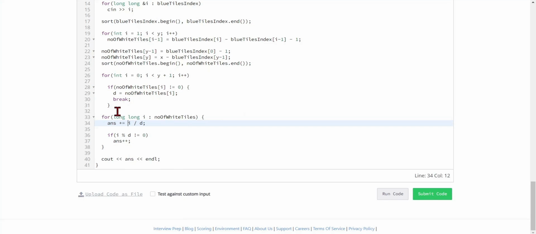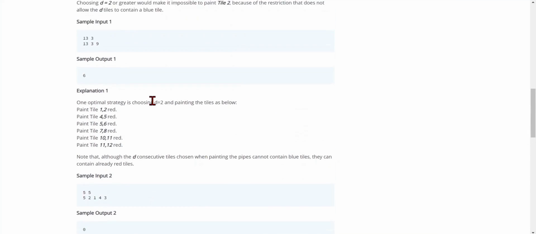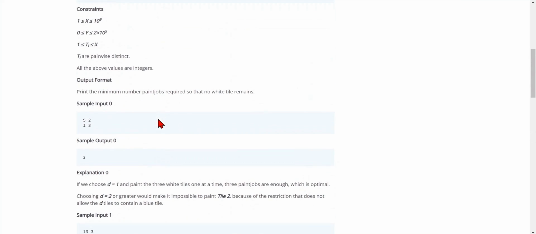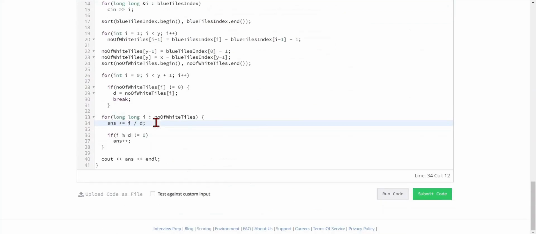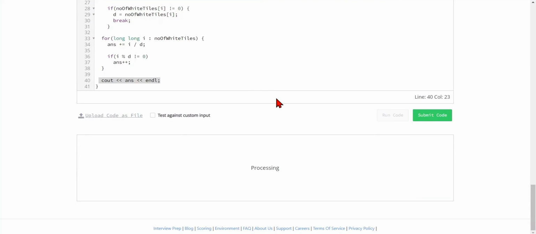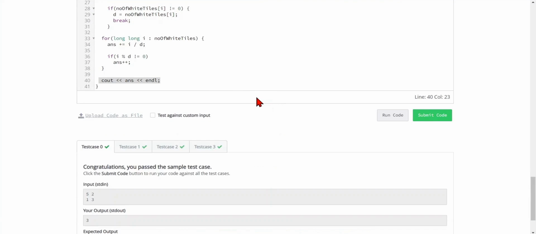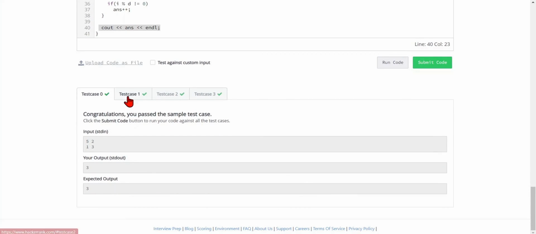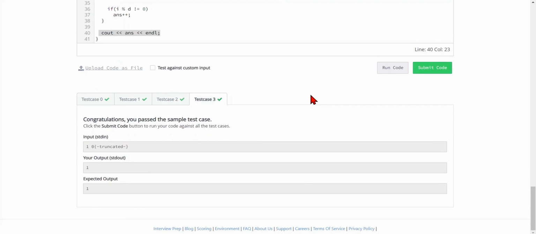So this was an approach for finding the minimum number of times the tiles need to be painted, and then we have printed the answer. So let's run the code and try it once. Yes, you can see all the test cases are passed. Yeah, so thank you.